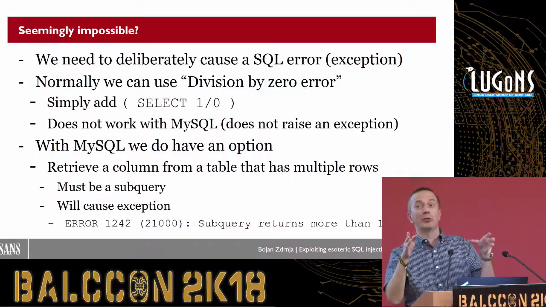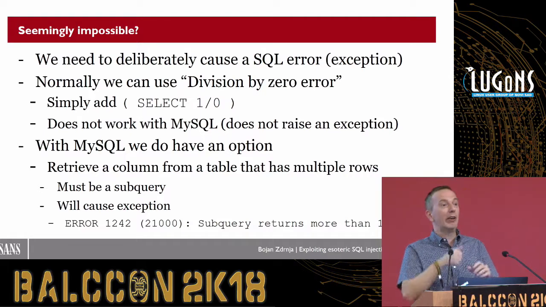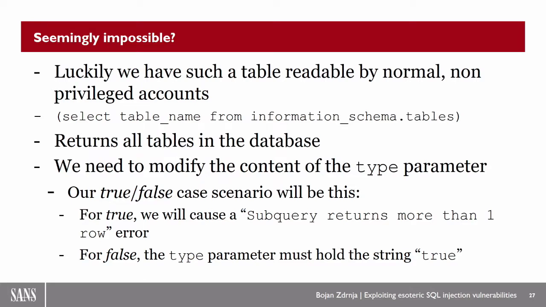Remember that select 1, 2, 3 that I had as a subquery. Subquery always has to return 1 row. If I return more than 1 row from a subquery, I cause an exception. Which means that if I do a subquery which simply returns a couple of rows, I cause an exception and something bad happens in MySQL. So this is what I need. Select table_name from information_schema.tables. This is a default database that exists in every single MySQL database, which always has more than 1 row, because we have more than 1 table name. So this is my subquery, and with this, I will use it for my 2 cases.